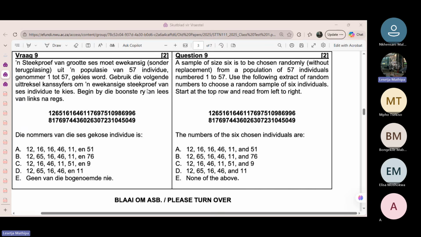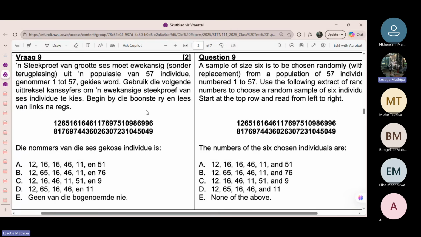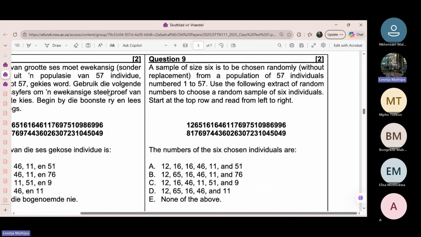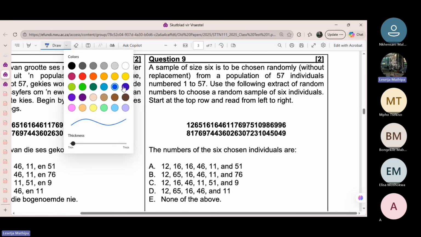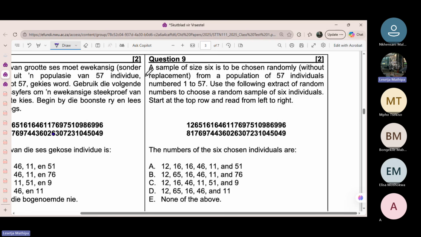All right, now let's look at this question here. They say a sample of size 6, meaning small letter n is equal to 6, is to be chosen randomly without replacement from a population of 57. So capital letter N is equal to 57, individuals numbered 1 to 57.